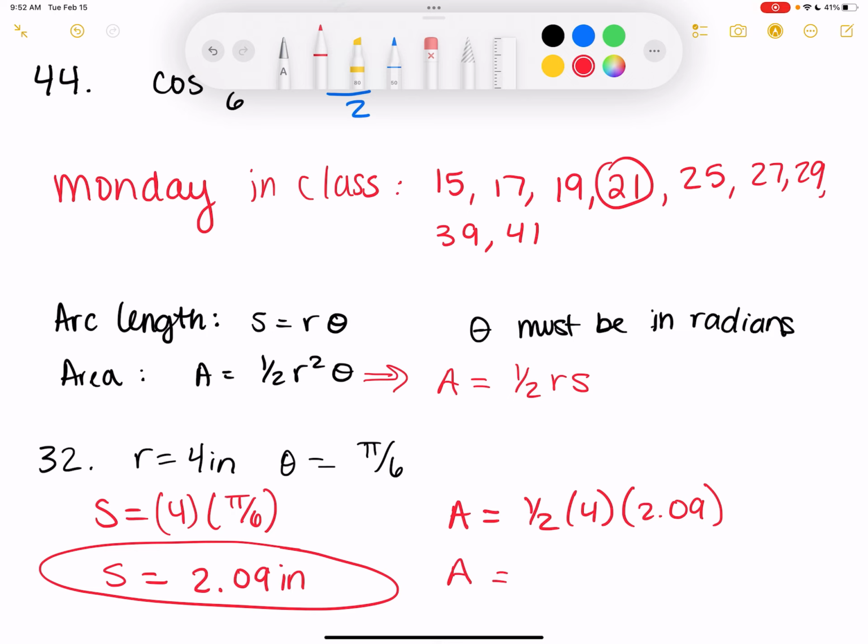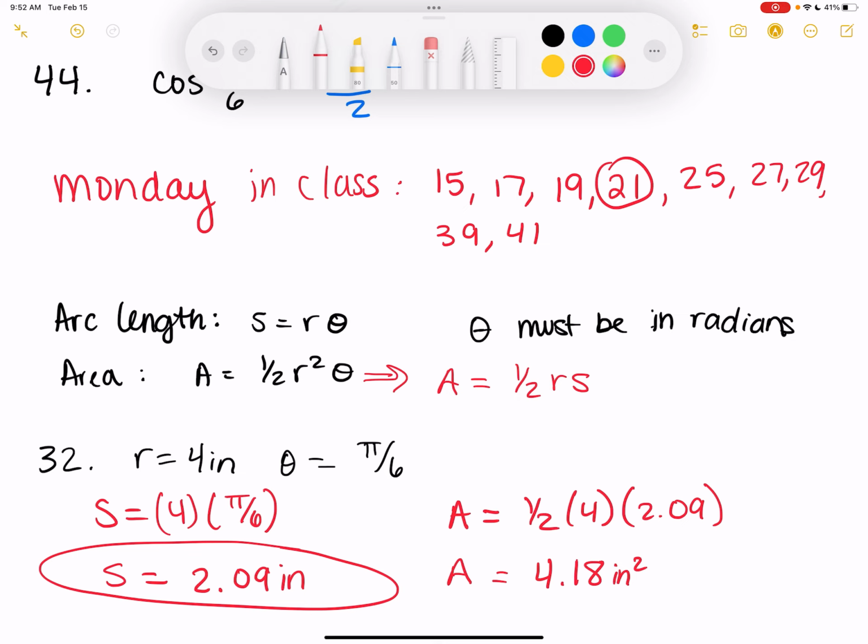What did you say? 4.18 inches squared. Did you round correctly? 4.18. The answer in the book is 1.9, so I was just wondering. But it's because they're probably not rounding, so we're good. That's why I was just asking if y'all rounded correctly.